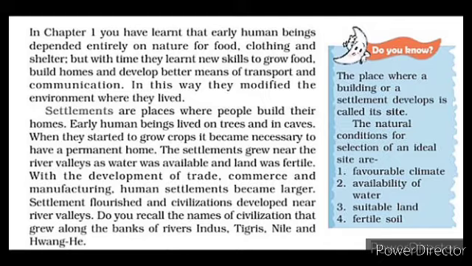In chapter 1, you all have already learned that early human beings depended entirely on nature for food, clothing, and shelter. But with time, they learned new skills to grow food, build homes, and develop better means of transport and communication. So, in this way, they modified the environment where they lived.